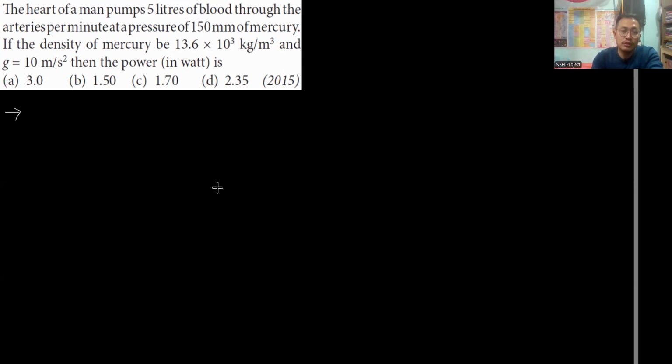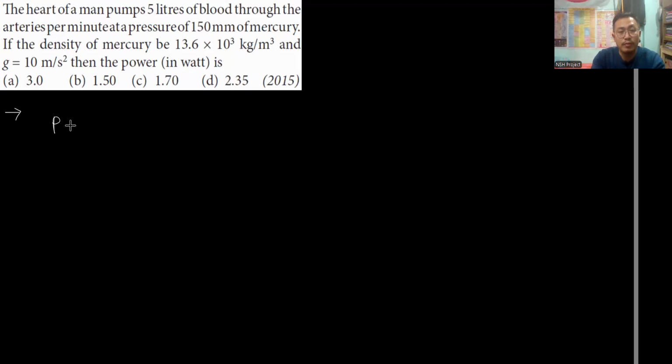So do you know the measurement of pressure using a mercury column, pressure at depth by the formula rho g h. So anyway, 5 liters of blood through the arteries per minute at a pressure of 150 mm of mercury. The density of mercury is rho, and we have to find the power.